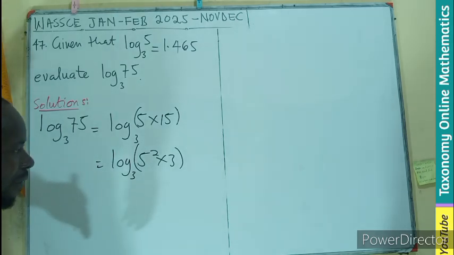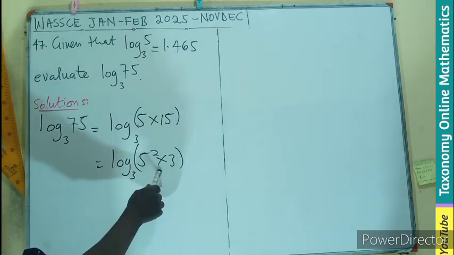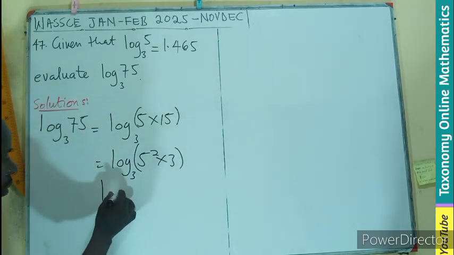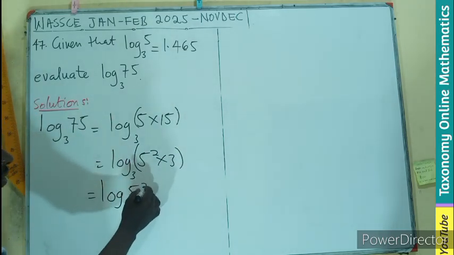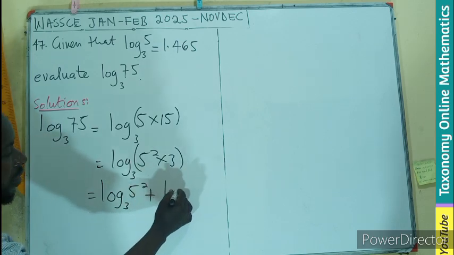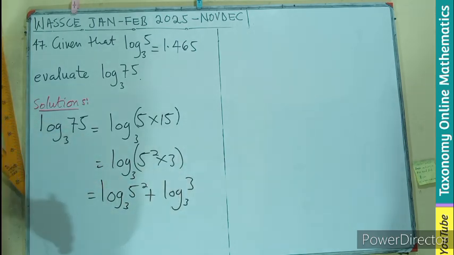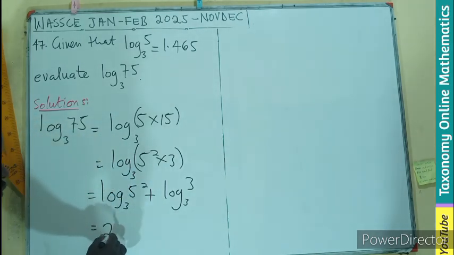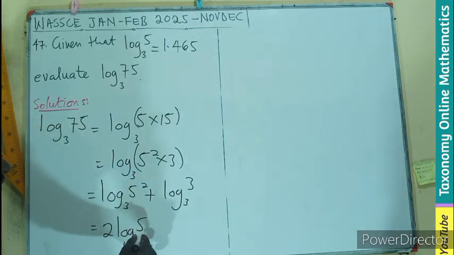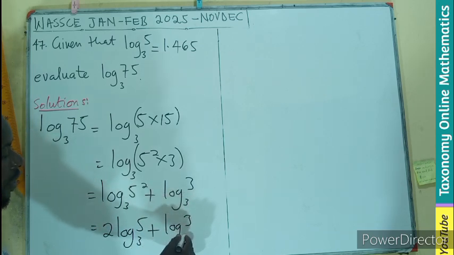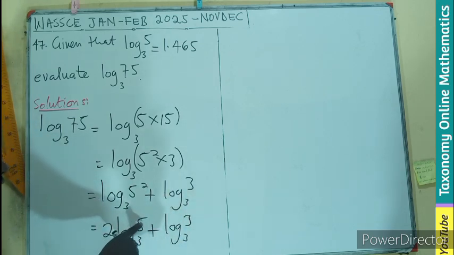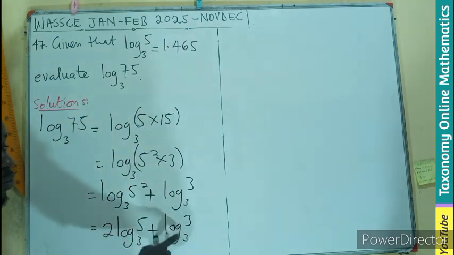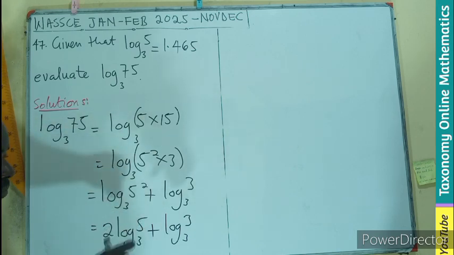Base 3. Now remember the laws of logarithm. Multiplication is an addition of the arguments. So the log of 5 exponent 2 base 3 plus the log of 3 base 3. Remember the third law, the power law. This comes to multiply, so 2 times the log 5 base 3, plus log 3 base 3. Remember, log 5 base 3 is given to us. Log 3 base 3 is 1. Any log of a number to the same base is 1.